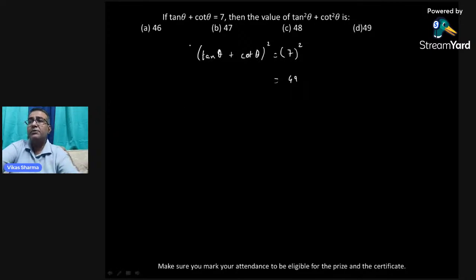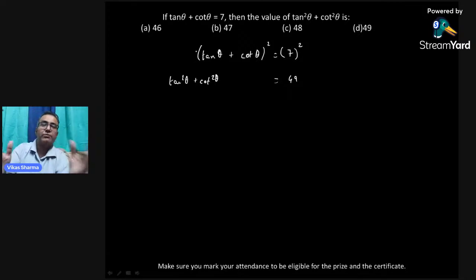Let's see. When we square the left hand side, we get tan square theta plus cot square theta. This is the mistake that most of the children make. You do not have to make the mistake that (a plus b) whole square is a square plus b square. It is a square plus b square plus 2ab. So do not forget to add that to tan theta cot theta.